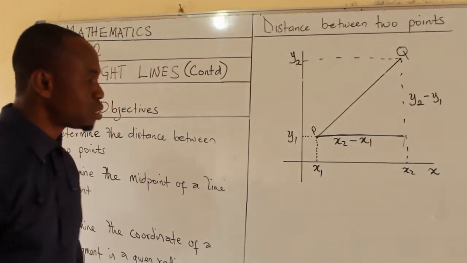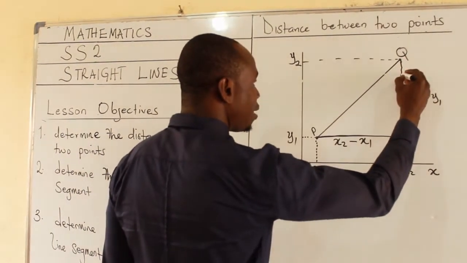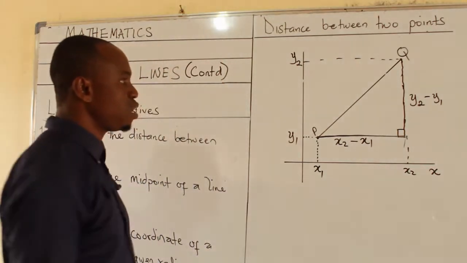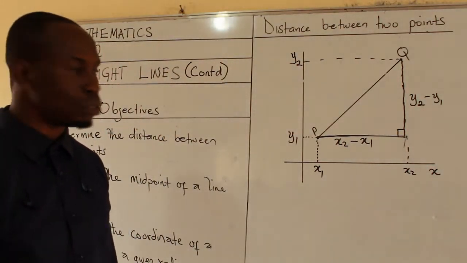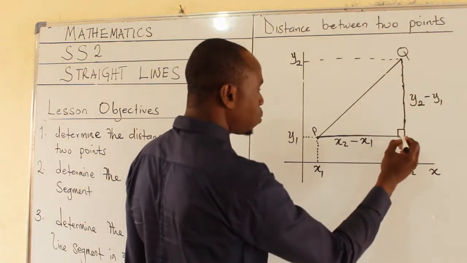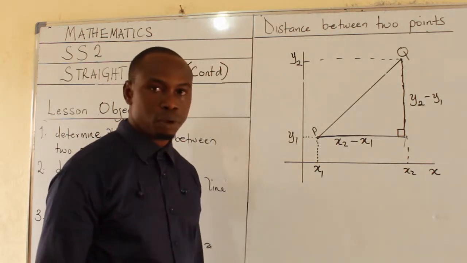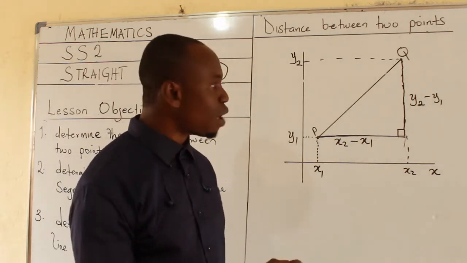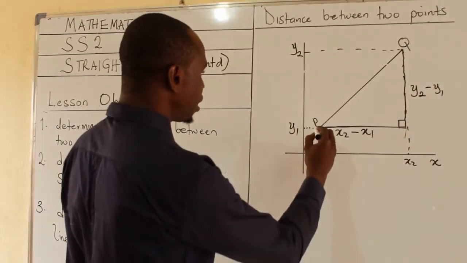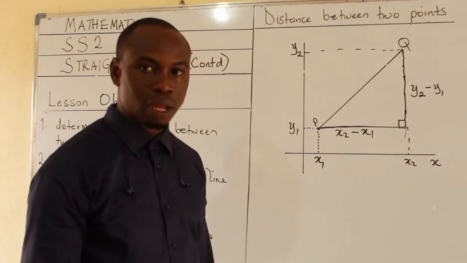So if you notice, we have been able to form a right-angled triangle here. If you notice, P, Q, and this point form a right-angled triangle. So remember, our aim is to find a formula that will help us get the distance between P and Q. So I want to derive that formula.